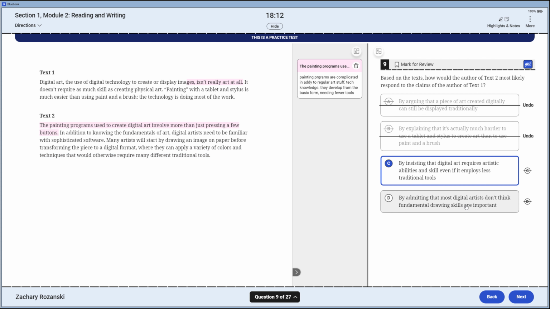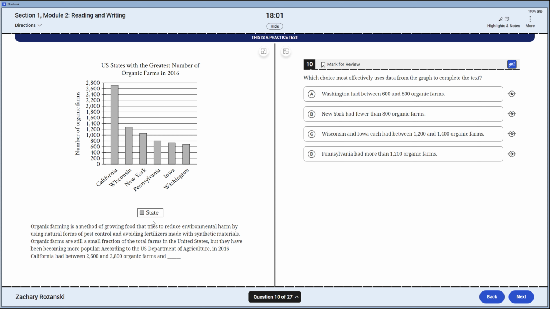Let's see if D is anything that we might like. We've got a ton of time on the board. By admitting that most digital artists don't think that fundamental, no, they use those things. Absolutely not. C is the right answer. A little Charterino, looking beautiful.